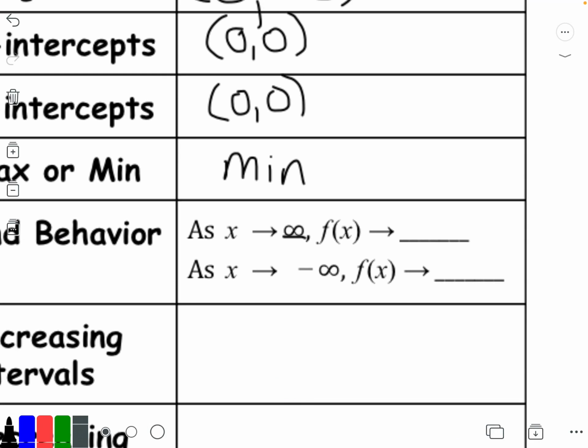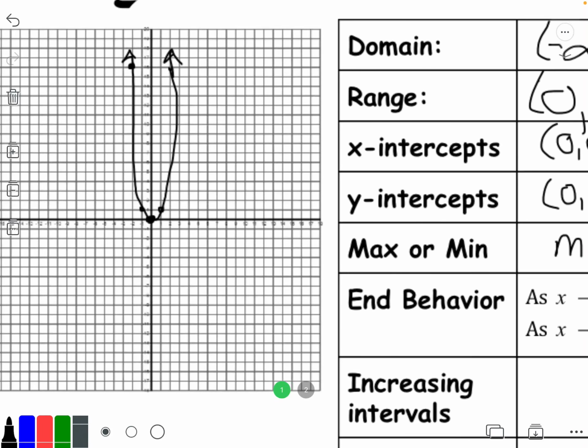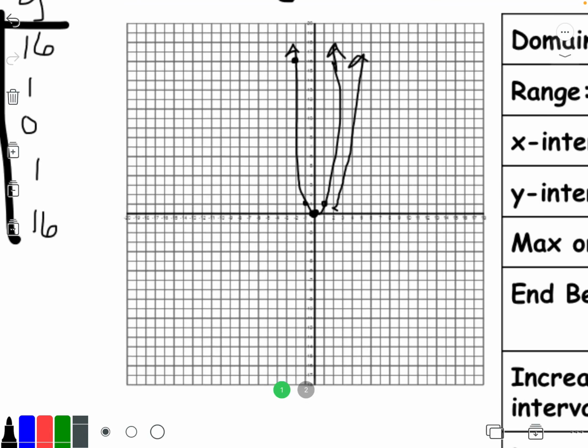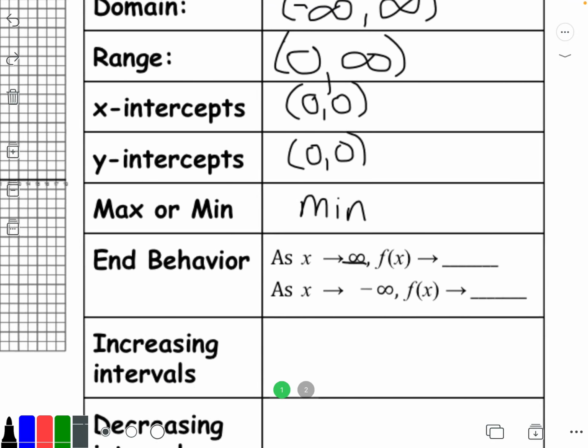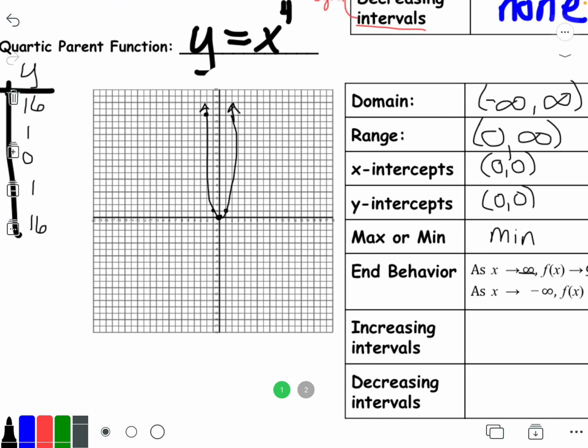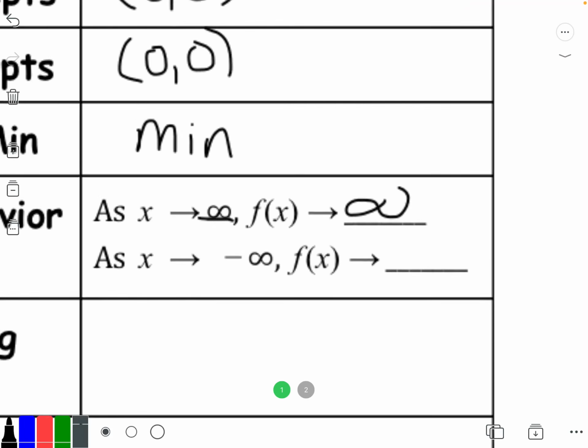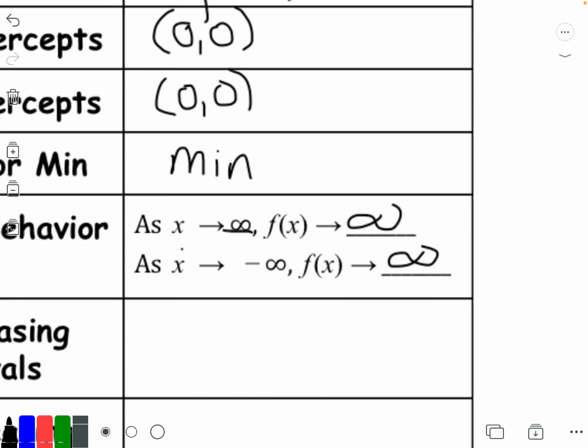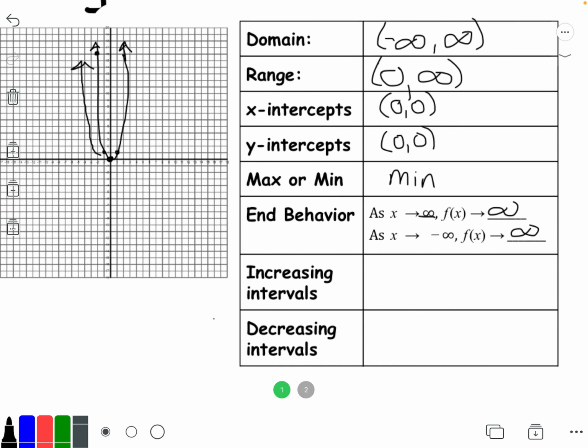So as our x values go to positive infinity, so that's going to be over here in this area, our x values are getting larger, our y values are also getting larger. So x is going to positive infinity, our function f of x is also going to positive infinity. Now, as x goes to negative infinity, so that's going to be on this other side right here, our y values are still increasing. So they are still going to positive infinity.